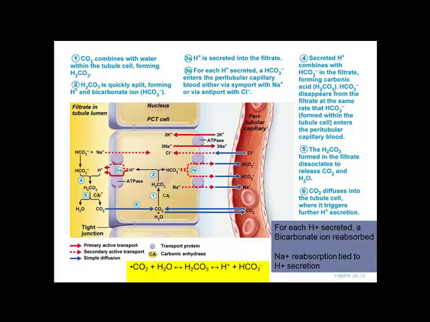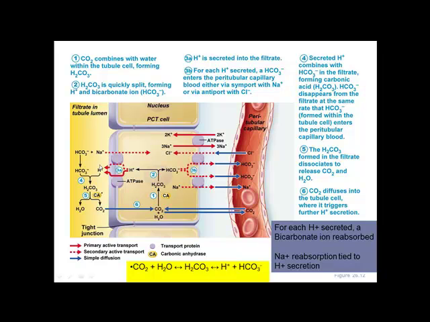So this picture is not very bad. Just read the numbers and follow along. I'm just going to read it to you because it does a nice job explaining it here. First off, this is the lumen, this is the proximal convoluted tubule cells, and this is a peritubular capillary. Carbon dioxide and water combine in the kidney tubule and form carbonic acid. It can go right or it can go left. If it goes left, H plus will go into the urine. If it goes right, bicarbonate will go into the blood.